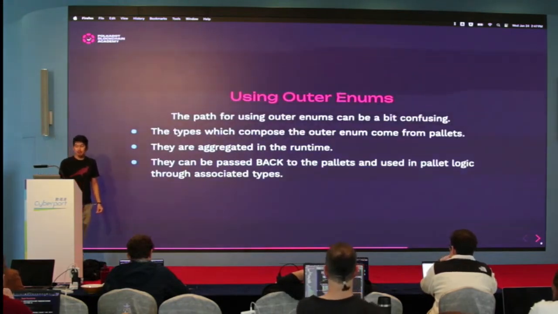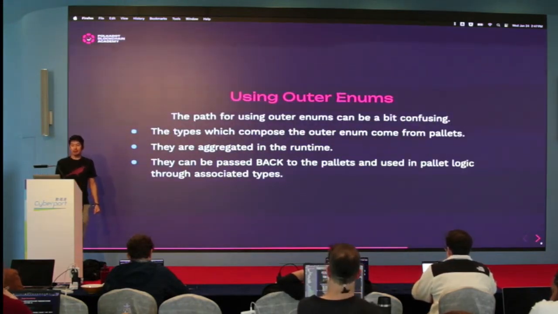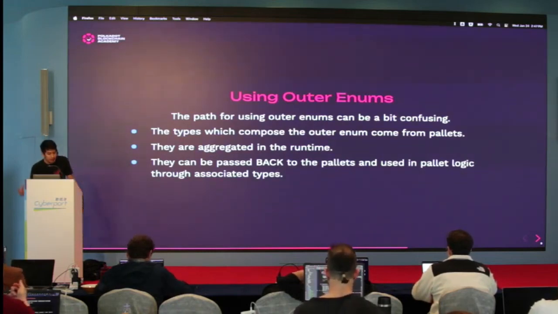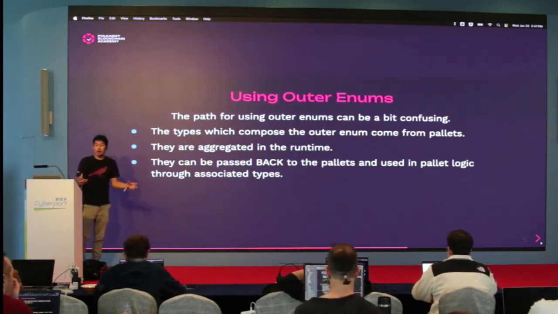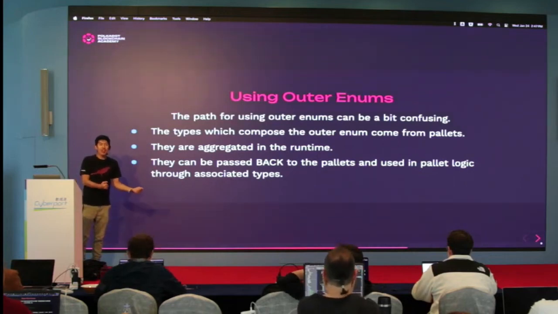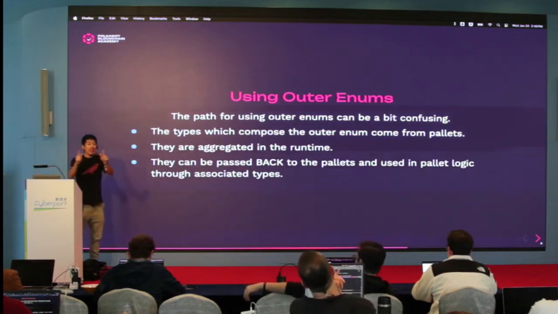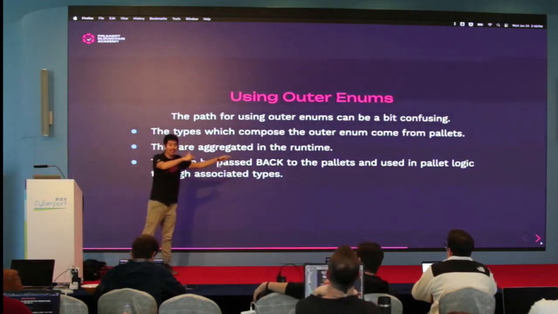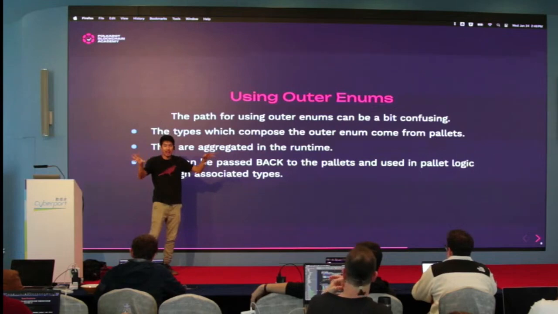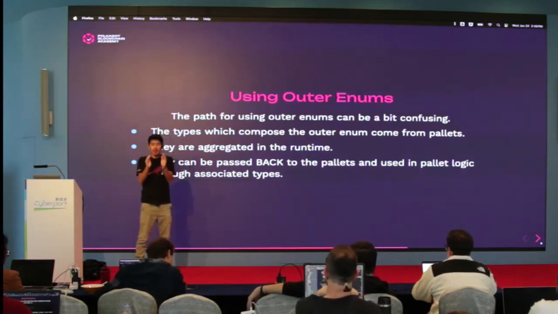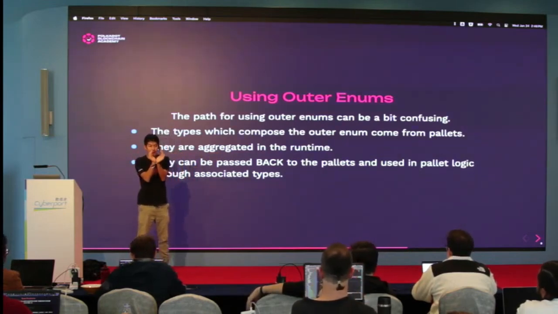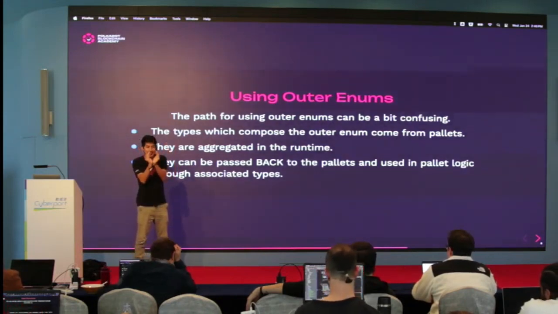Using outer enums. The path for using outer enums can be a little bit confusing, right? The types which compose the outer enum come from the palettes. They are aggregated back in the runtime, and they can be passed back to the palette. That's some of the stuff I've been trying to show you, and it's kind of like dancing around. Let me say this again. There's a type in the palette, right? Let's say there's an error enum in the palette. Somewhere, let me say event, because that's easier. There's an event enum in the palette, right?